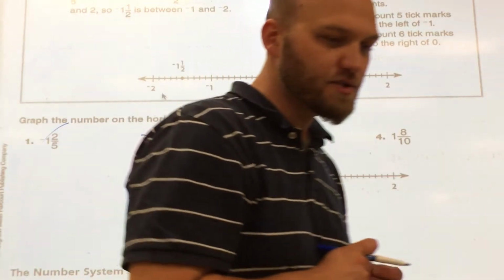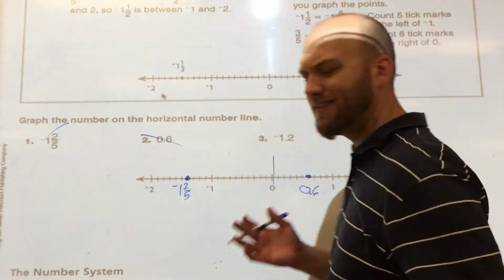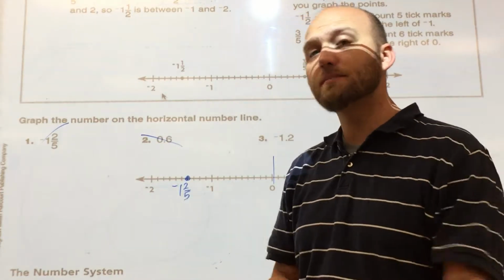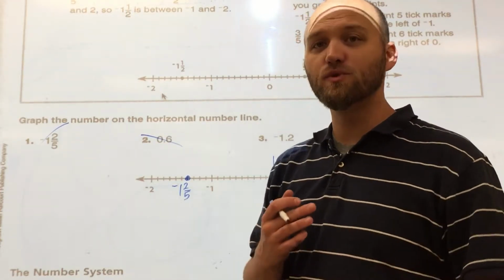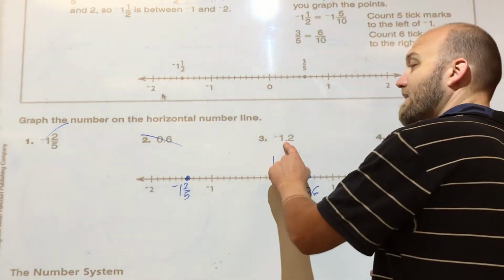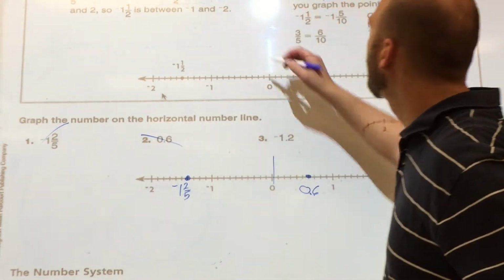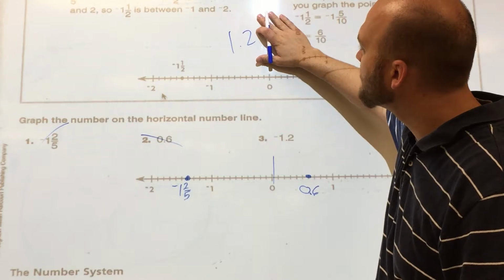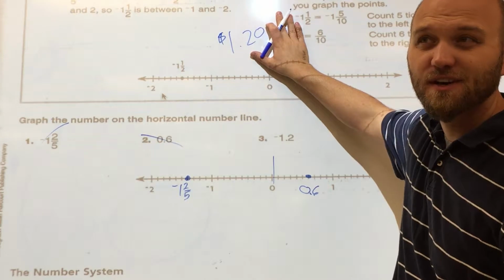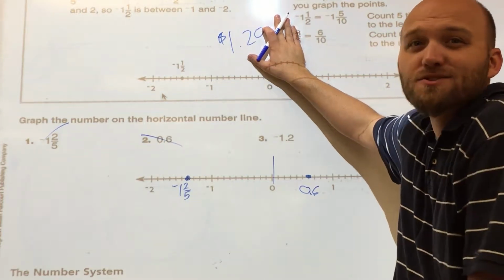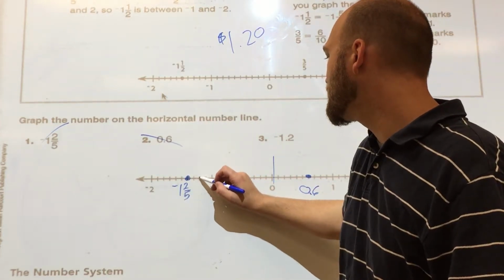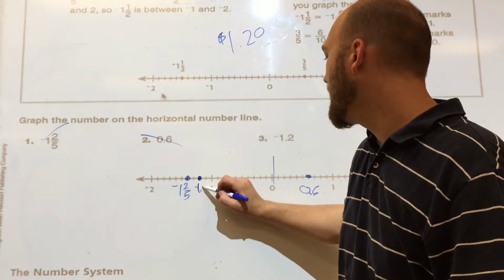Now I have -1 and 2/10. They alternated these on purpose. -1 and 2/10. Well, 1 and 2/10, is that between 1 and 2, or is that between 0 and 1? Well, it's between 1 and 2. 1 and 2/10 is between 1 and 2. So another way to think of this, if I have $1.20, 1 and 2/10, am I closer to $2 or $0? Well, I'm more than $1, so I'm closer to $2. -1 and 2/10. -1, 1/10, 2/10. Right there. -1 and 2/10.